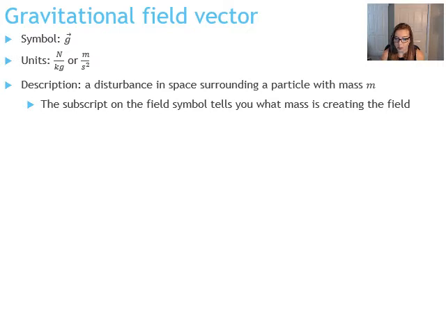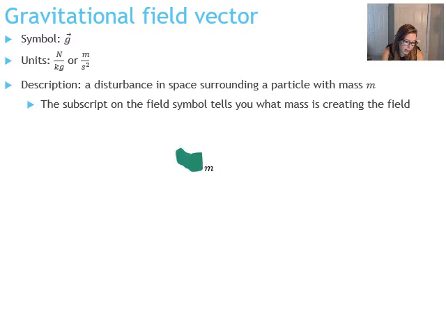So let's say we're talking about a specific particle, mass m. Whatever mass that object has, it creates a field due to just possessing that mass. And that field fills all of space around this particle. And so this field has a different magnitude and direction depending on where you are in space, how close you are to this object, mass m.